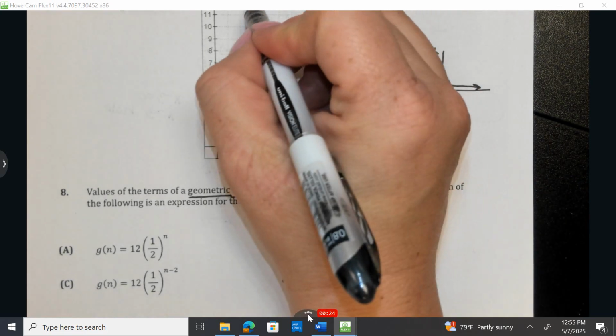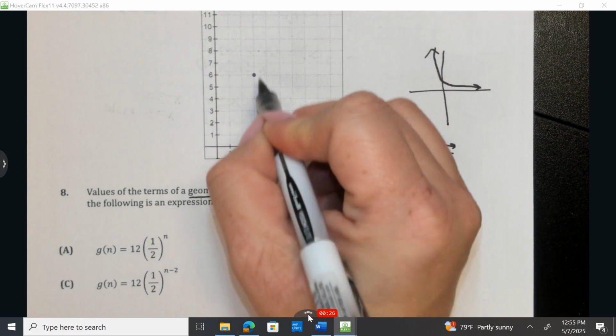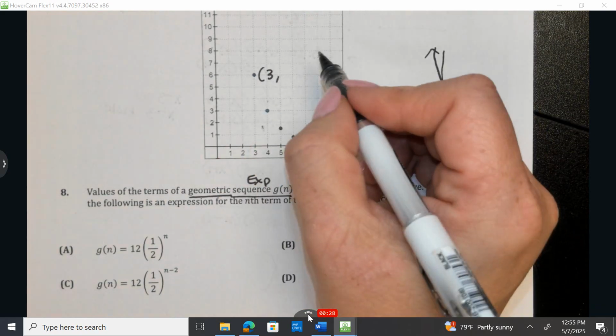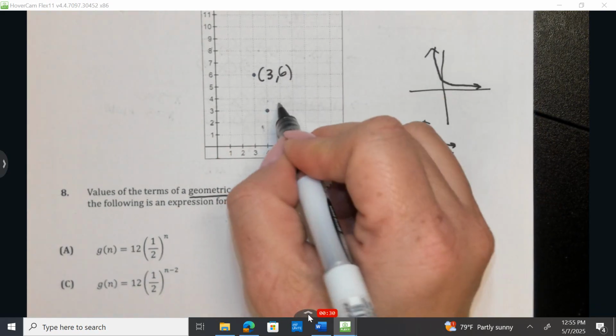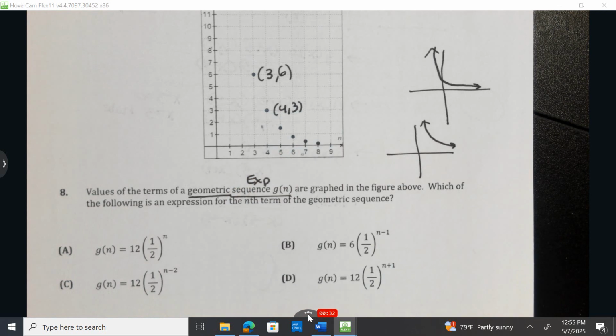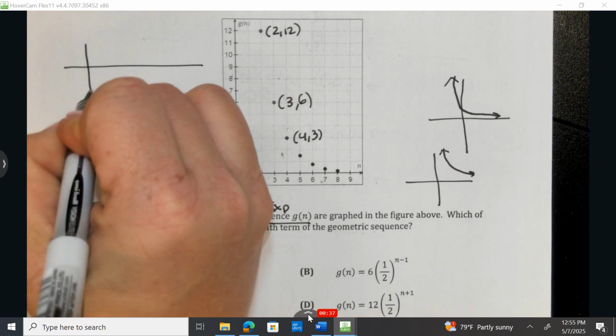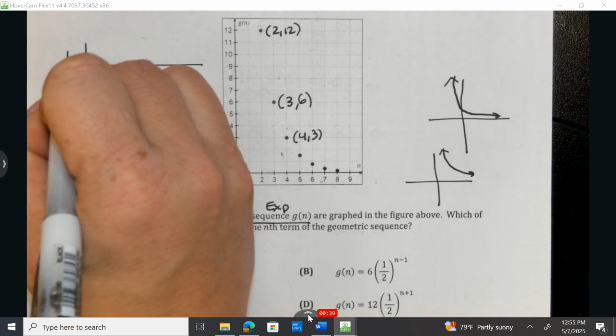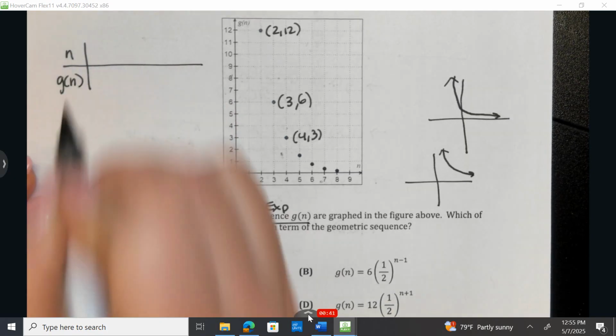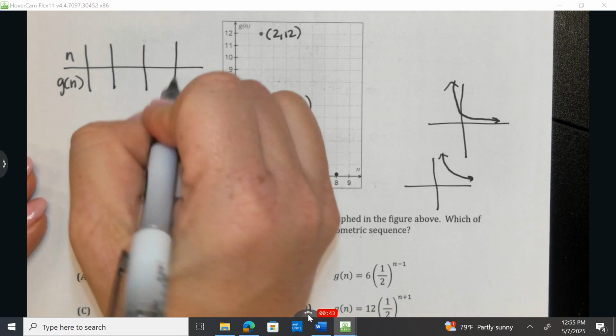Let's just see what some of these points are. This is 2, 12. This looks like we want some exact points. 3, 6, and this is 4, 3. Just keeping that in mind. Well, I'm going to come over to the side, and I'm going to write this down. So we have n and g of n, the input and the output. And let's just put these down.